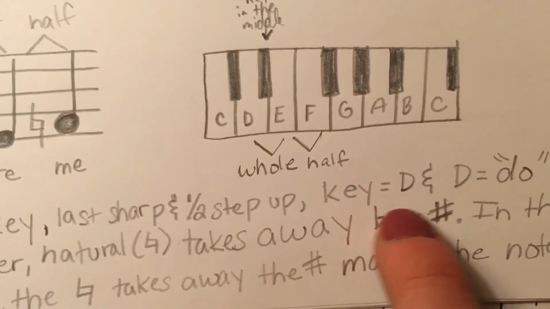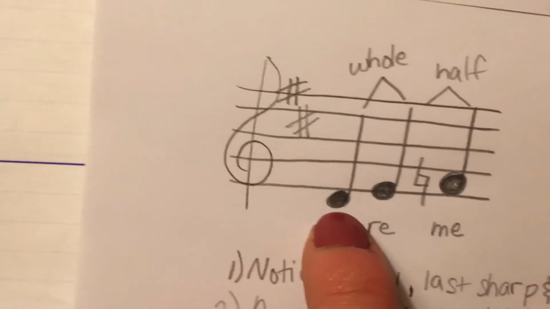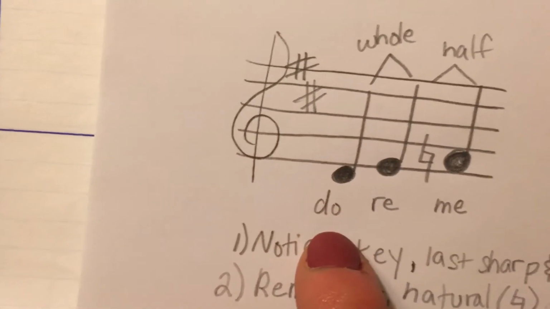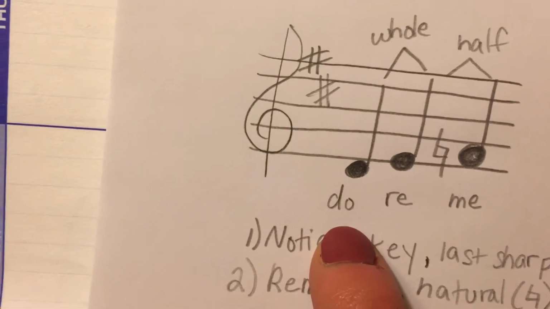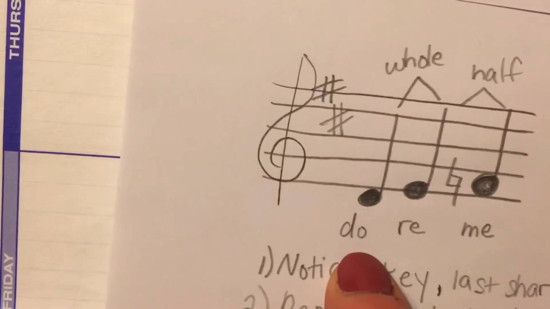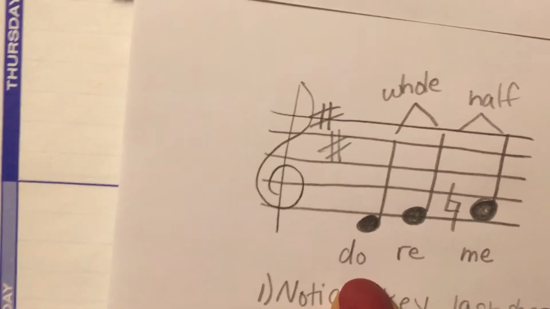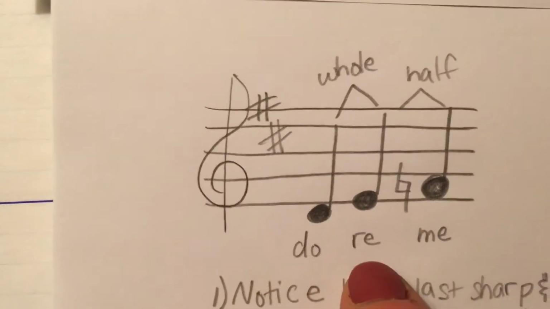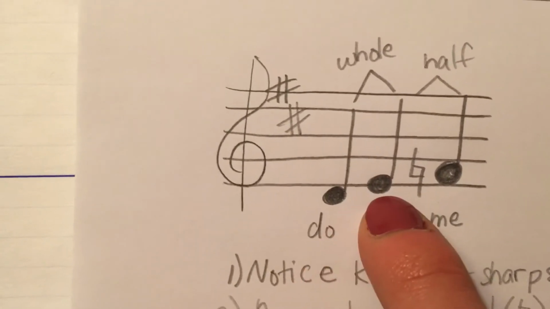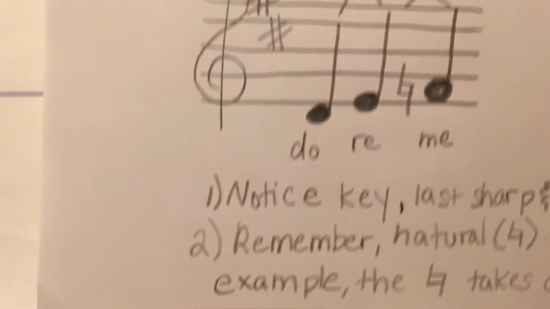So your key is D and D is do. So here's D here. Do, we'll make that do this time. Do, re, mi, fa, sol, la, ti, do. So do to re here, still a whole step. But here's something else to notice.